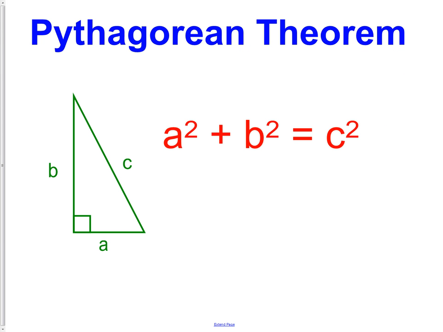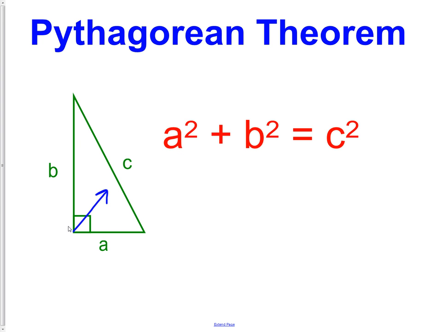The Pythagorean Theorem, as hopefully you can recall from your studies in algebra, is a squared plus b squared equals c squared. The key and most important part of this formula is that the c will always be located opposite the right angle. If we draw an arrow away from the right angle, we will be pointing at the hypotenuse, which will always be the c.